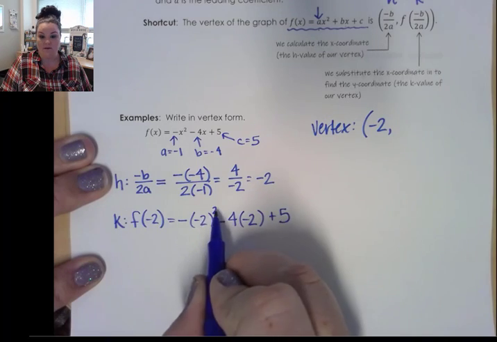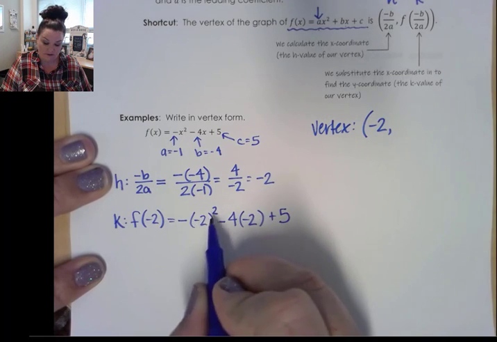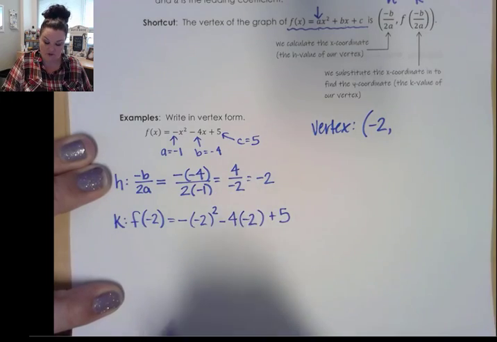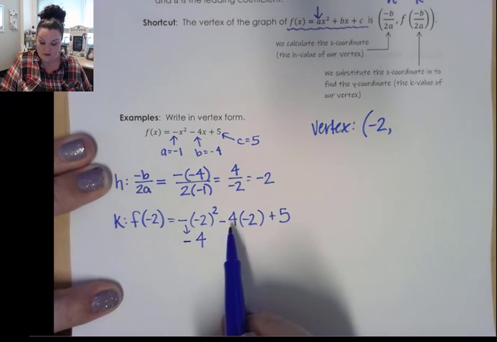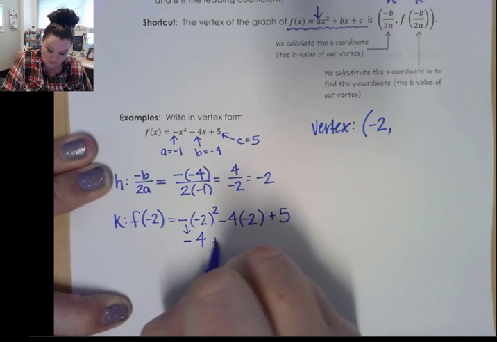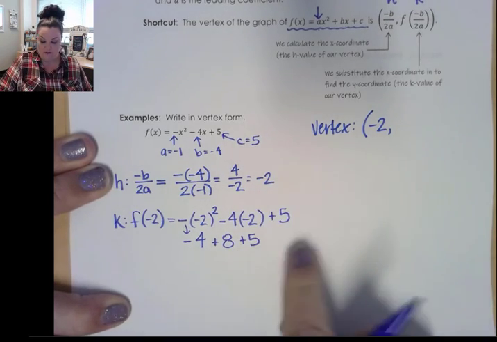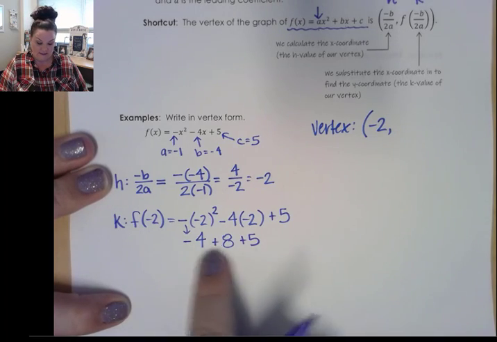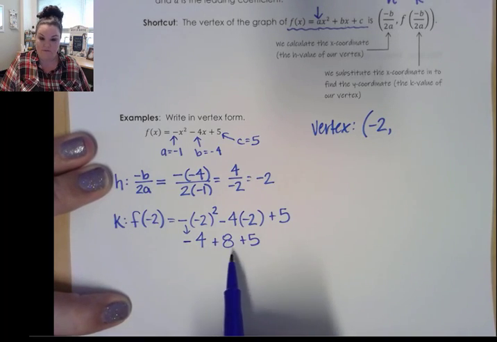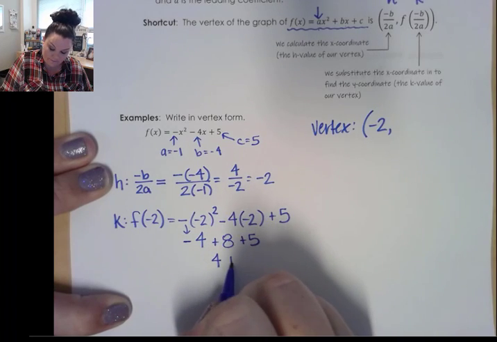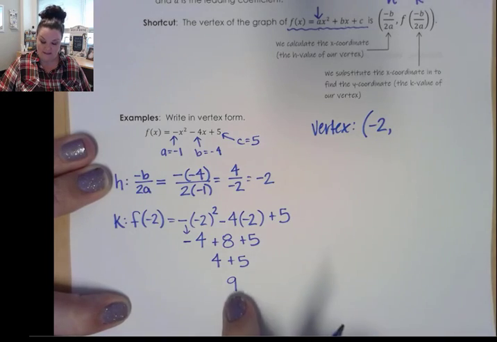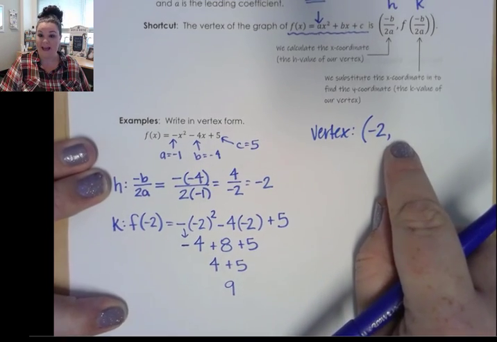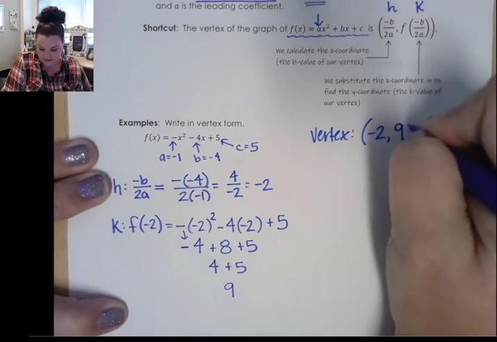So I do exponent before multiplication. So the exponent squares my negative 2, which makes it a positive 4, right? And then I still have this negative out front, so that's going to make it a negative 4. Negative 4 times negative 2 gives me a positive 8. And then I also have that addition of 5. So now I just need to combine these, okay? Negative 4 and 8 gives me a positive 4. And when I add 5 to that, that gives me 9. So now I know that the second value in my vertex, or my k value of my vertex, is 9.